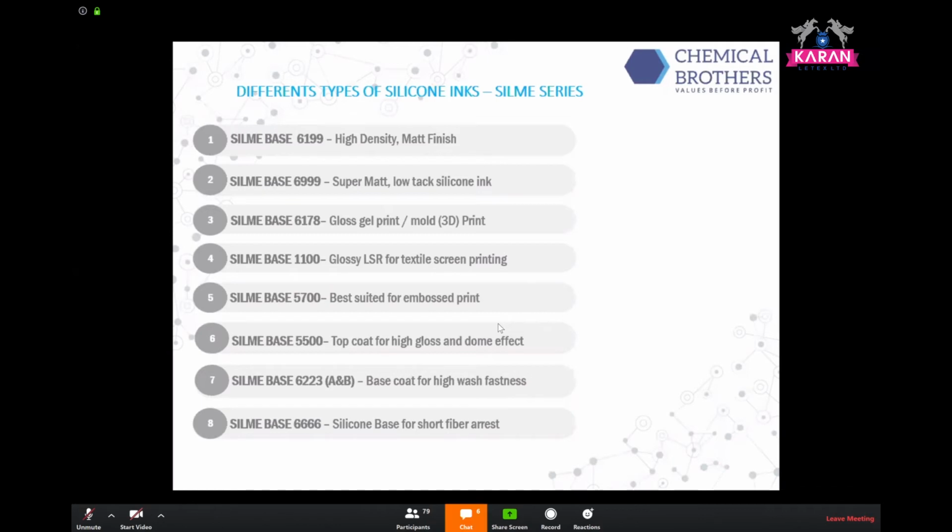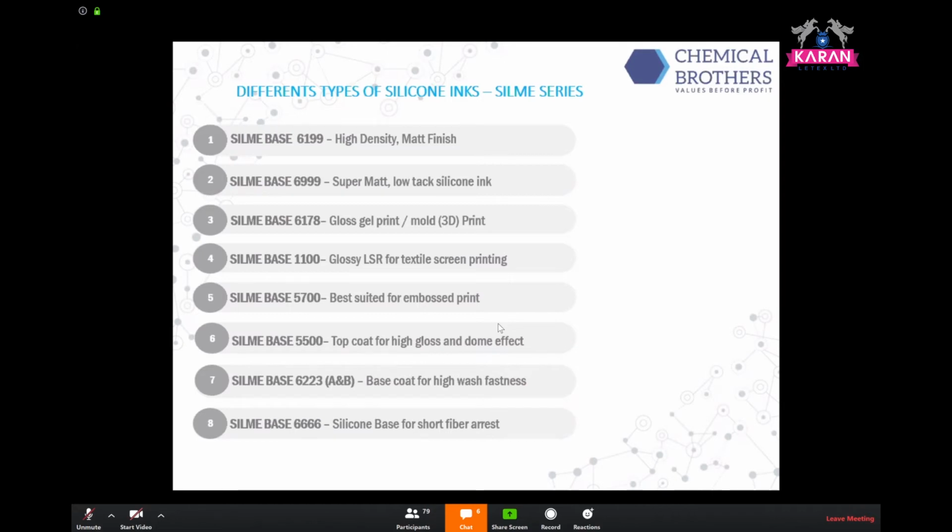Next, we have Silme base 1100, which is used as LSR for textile screen printing. Further, we have Silme base 5700, which is best suited for embossed prints. And the other one is 5500. This product is used as a top coat for high gloss and dome effect. Whenever the customer requires a dome effect on a print, we can use 5500.